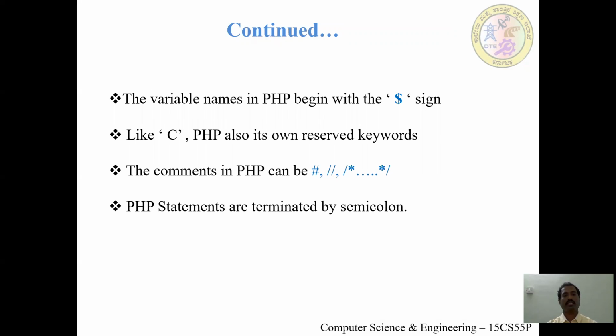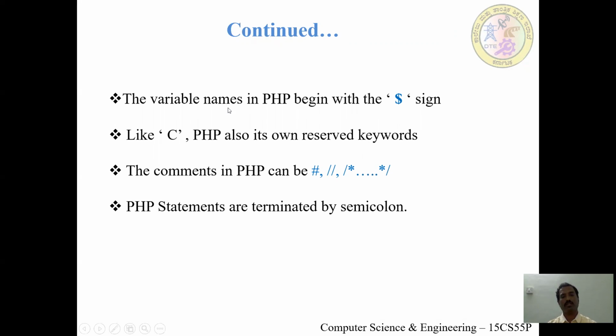The variables in PHP start with the $ sign. Every variable is going to start with the $ sign in PHP. Like the C language, PHP also has some reserved keywords. Coming to the comment statements, we can give them in 3 different ways.